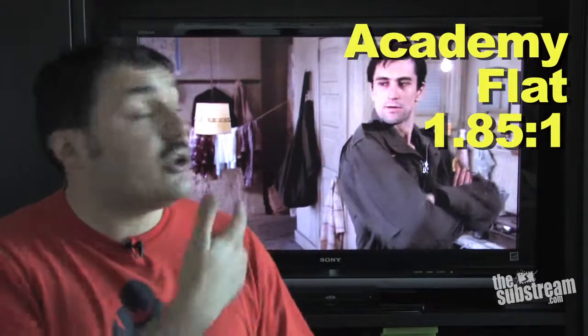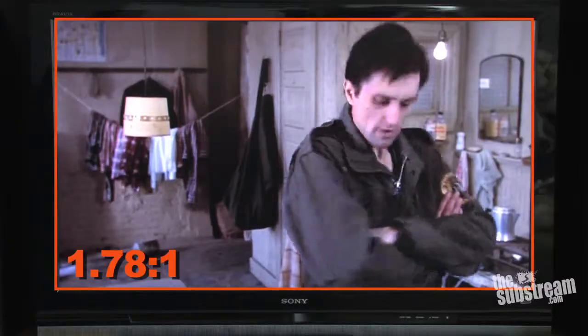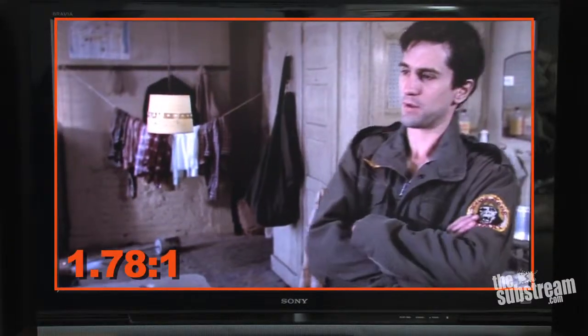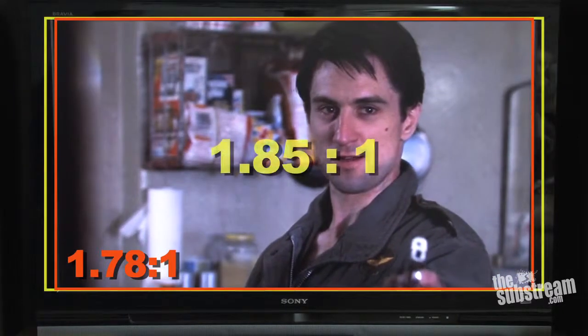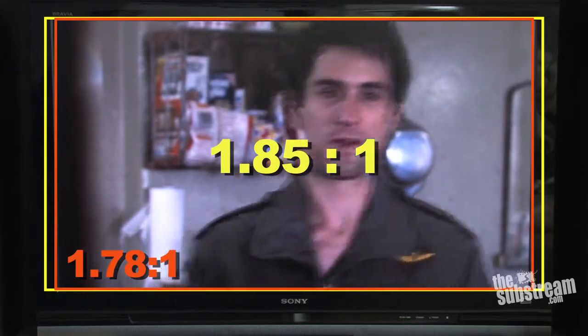The 1.85 to 1 widescreen format, also called Academy Flat sometimes, is just a tiny bit wider than the screen on your HD TV. So when you watch a film like Taxi Driver, you can tell that for the DVD release, they must have shaved just a teeny tiny bit off the sides of the image so that it will appear to fill the entire screen of your TV with no black bars whatsoever.